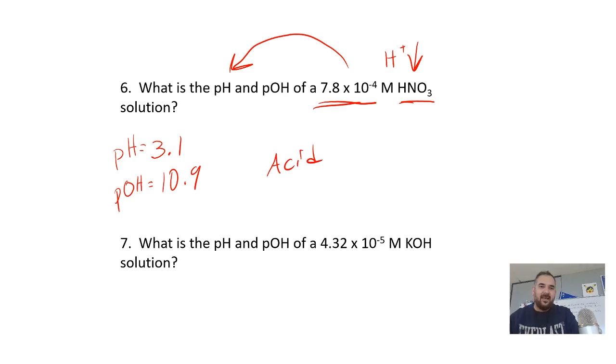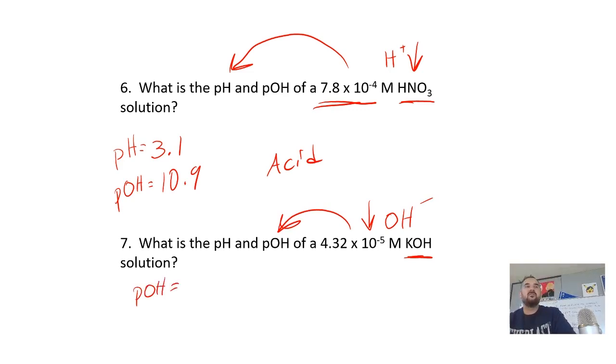Now looking at the next one, you can see that this time we have KOH, which is a strong base. It's got the hydroxide. So what are we looking at here? Concentration of what? Well, concentration of hydroxide, and that gives us our pOH. So what is our pOH? 4.36, and we're just going to round that to 4.4.